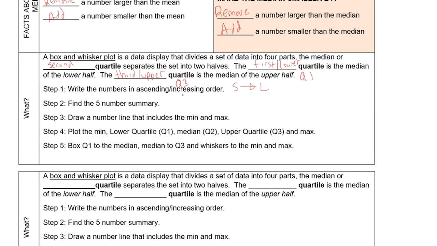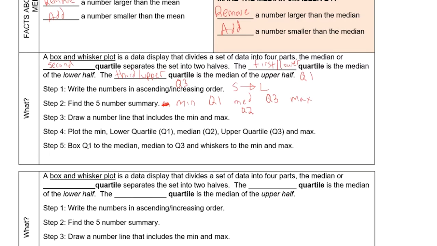What is the 5-number summary? Well, that's pretty easy. That is the min, quartile 1, the median, or quartile 2. Let me erase that 3. Looks like a 3, but it should be a 2. All right, and then quartile 3. And then the max, a 5-number summary. Then we're going to draw a number line that includes the min and the max. We're going to plot our minimum, our lower quartile, our median, our upper quartile, and our max.